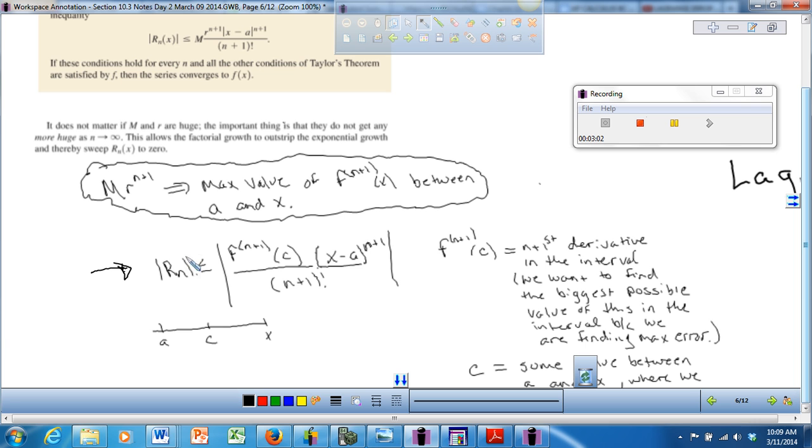The absolute value of r sub n is less than or equal to the absolute value of the n plus first derivative at c. Please note that that is not at a, and it is not at x, times x minus a to the n plus 1 over n plus 1 factorial. You need to have that in your notes. That is our Lagrange error bound that we'll be using. Again, it's the first omitted term, allowing us to find out how far off our approximation is.